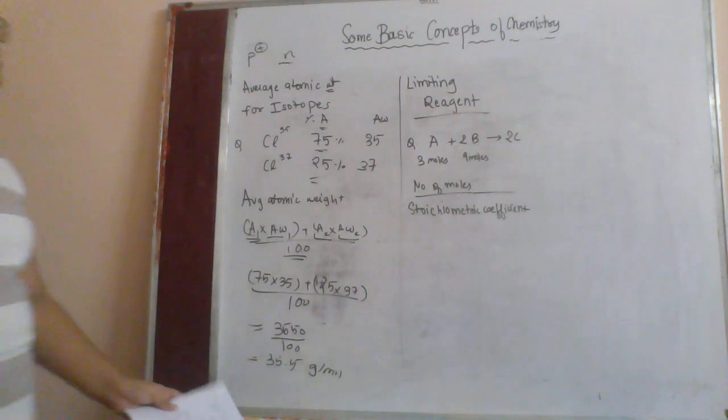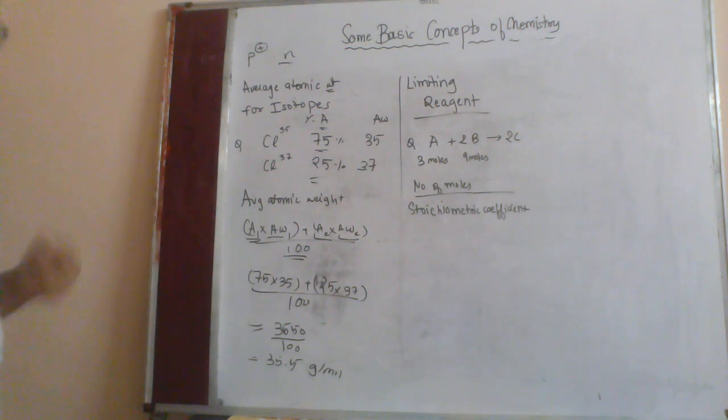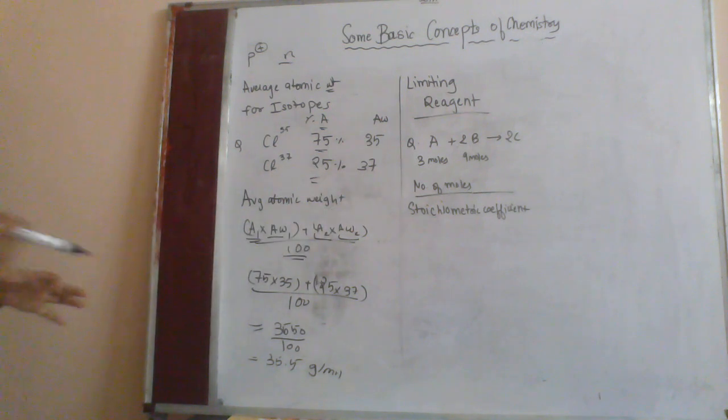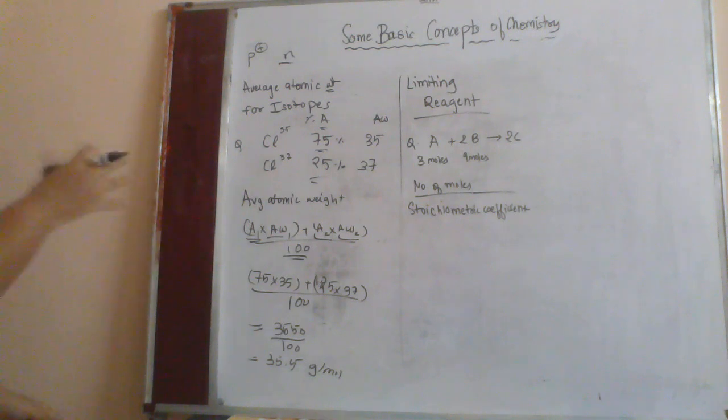Now coming to the next thing, that is limiting reagent. So what is a limiting reagent? The reactant which is consumed first in a reaction is called the limiting reagent. The one which sacrifices itself or is consumed first is known as a limiting reagent. Now how to find the limiting reagent? Let's understand this with an example or with a question.